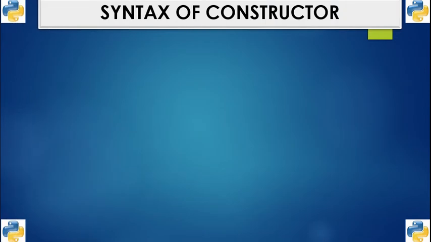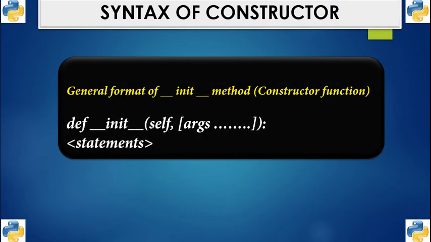Shall we see the syntax of a constructor? To create a constructor we have to use the keyword def. Normally to create a method we use the def keyword and the function name. In the same way, since it is a constructor function, it should be preceded by a double underscore, the init keyword, and followed by a double underscore. Then in parentheses the default argument self. Why do we use self? It is the reference to the instance of the class. Which is the instance of the class? The object. The object for which the constructor is invoked when it is created is what self refers to.